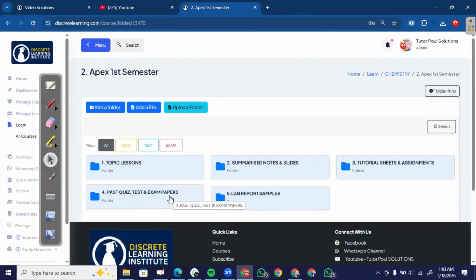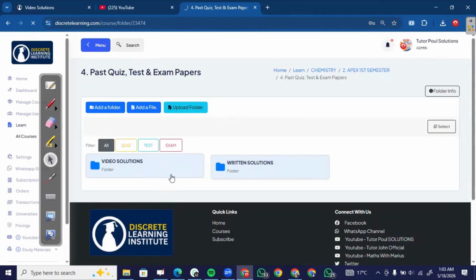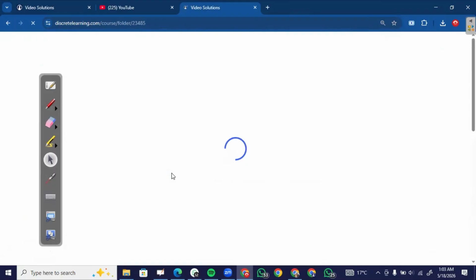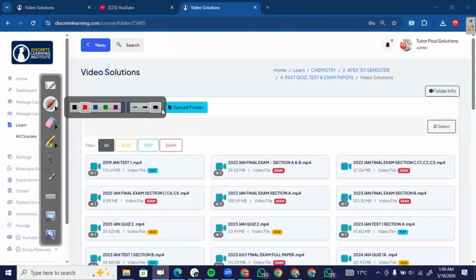If you want the papers, again, just come here. Open the papers. You're going to find the papers. And then you go to the video solutions. In the video solutions, you're going to find the past paper videos and the topics. So any course that you want, you're going to find a similar setup. So don't hesitate. We have everything that you need for you guys to pass. You can subscribe and you're going to pass.